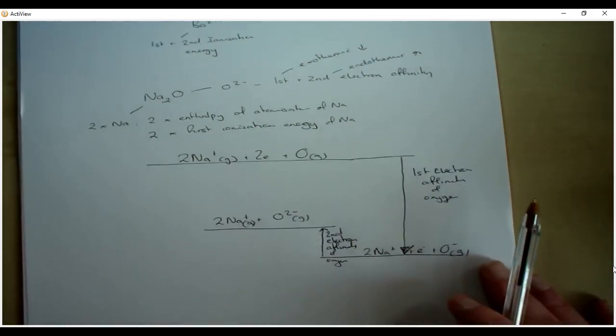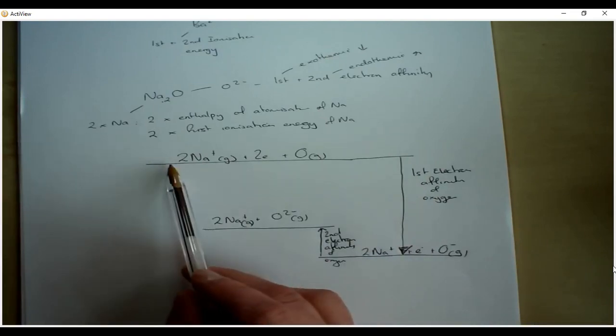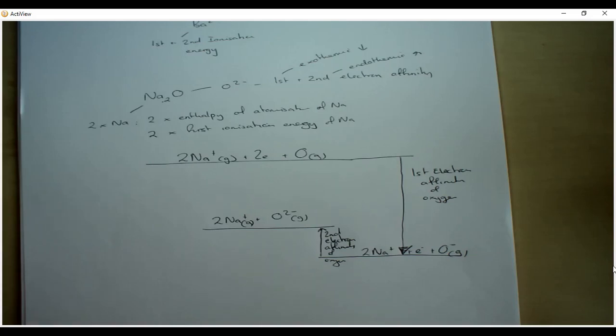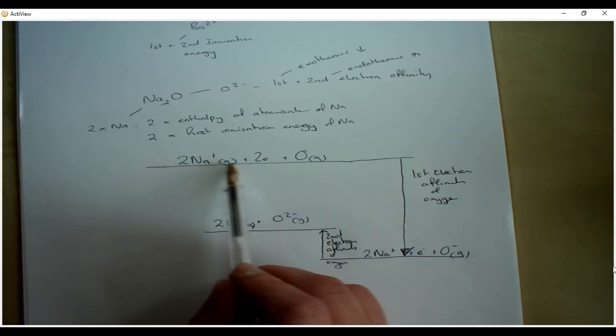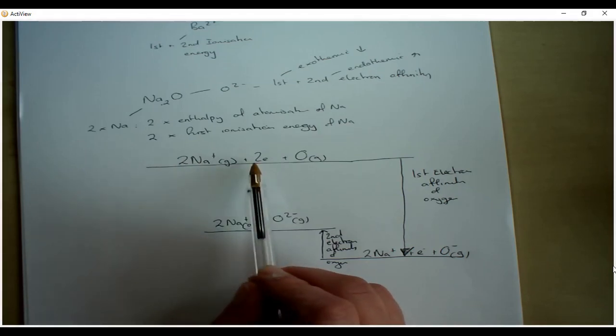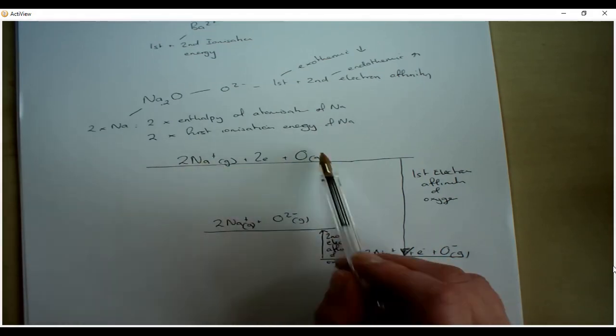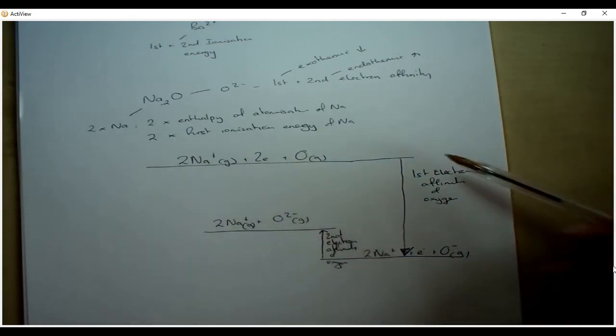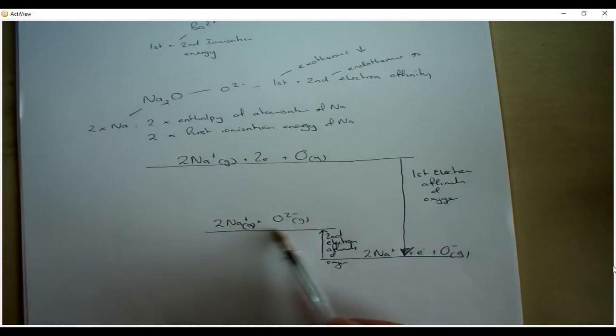So if we look at how that affects our cycle, we've got this at the top here. This is exactly what we would have had before: the gaseous metal ion and any electrons that have been generated by turning it into a positive ion, and then the gaseous non-metal atom. What we're trying to get to, remember, at the start of the lattice enthalpy of formation, is the gaseous ions, so 2Na+(g) and then O2-(g).